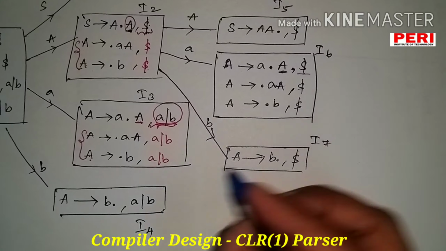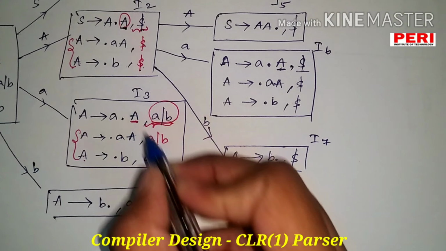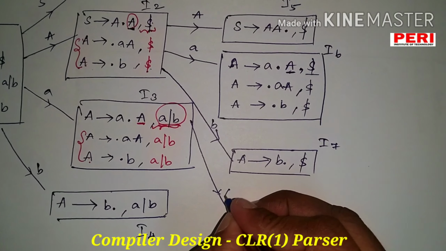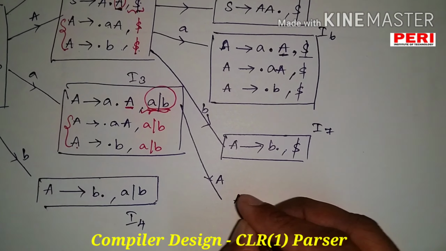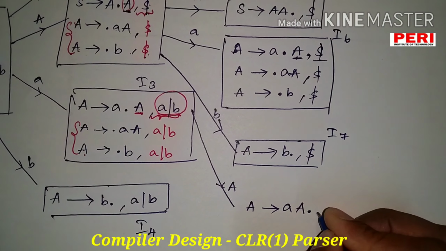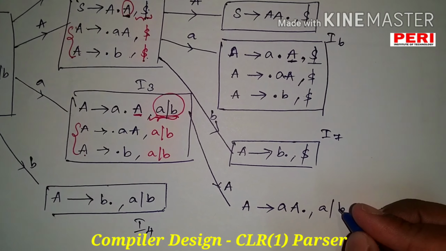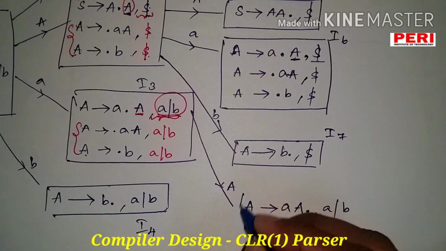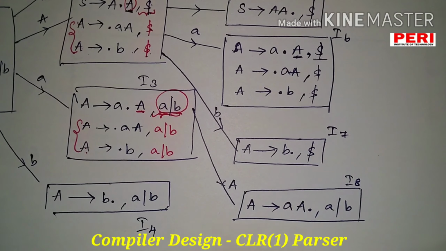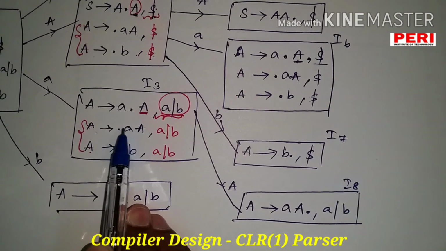And coming to the next production, this production in state I3, the first production. So I have to traverse through capital A. If I traverse through capital A, my production will be A tends to A dot, comma, A or B. So I am going to name it as I8.